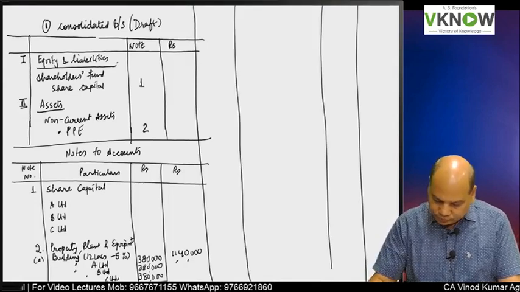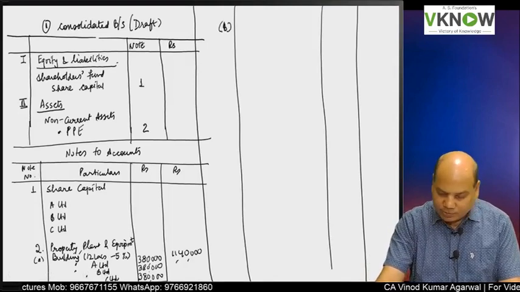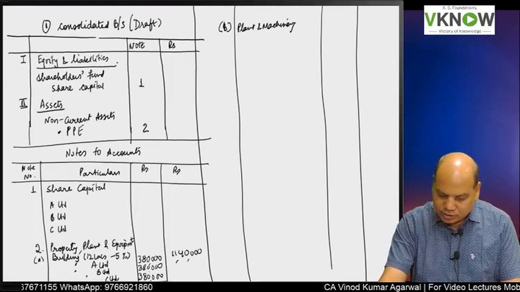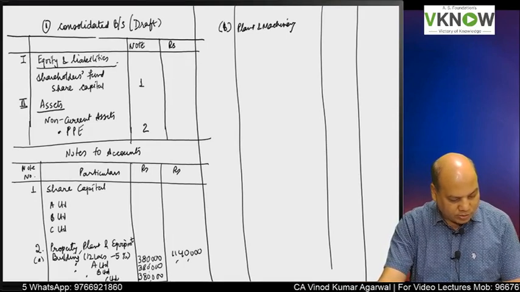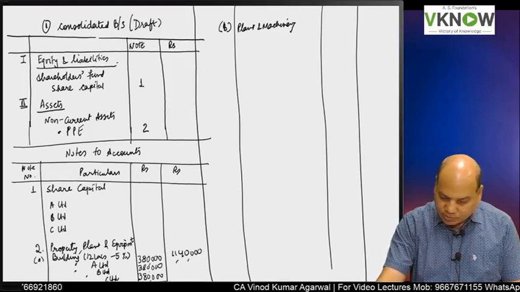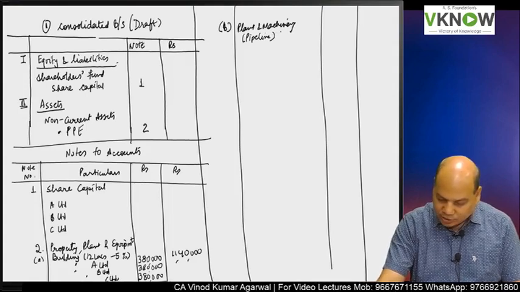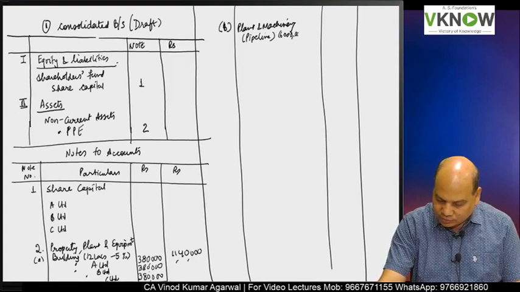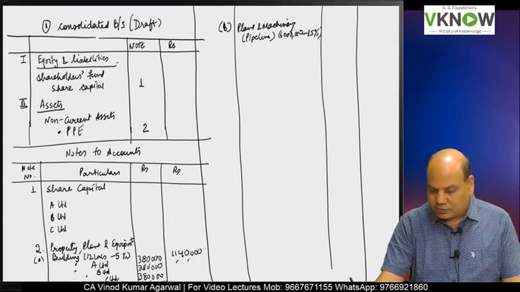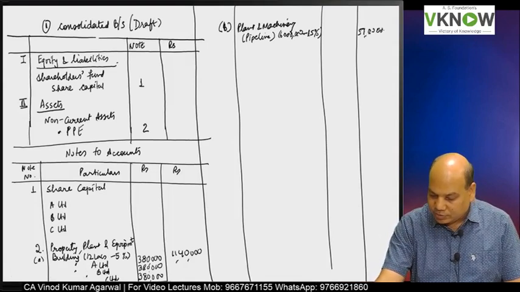Now we'll write down point number B. Second asset is plant and machinery, which is the pipeline. The cost of the pipeline is 60 lakh, minus depreciation at 15%. 60 lakh minus 15% is 51 lakh.